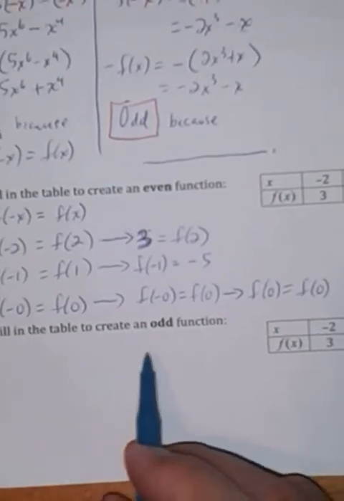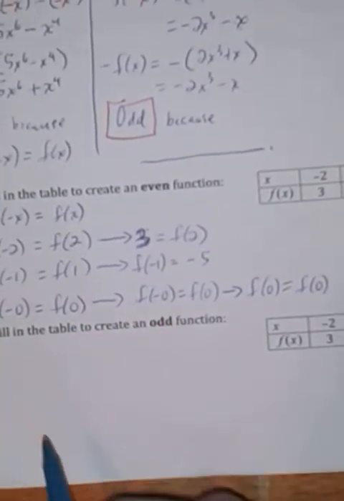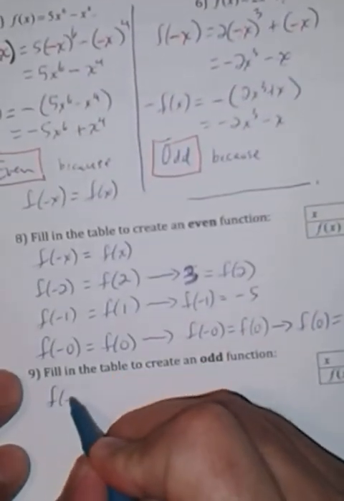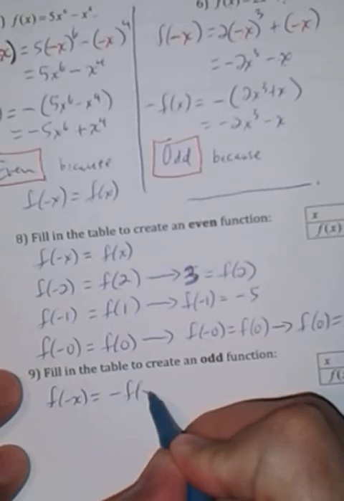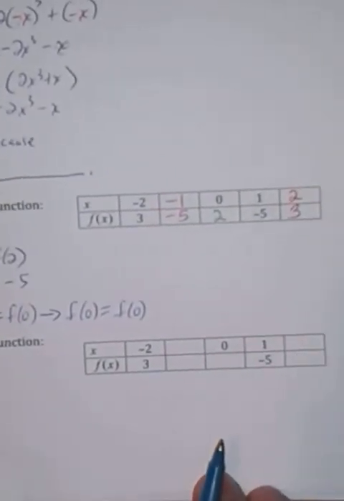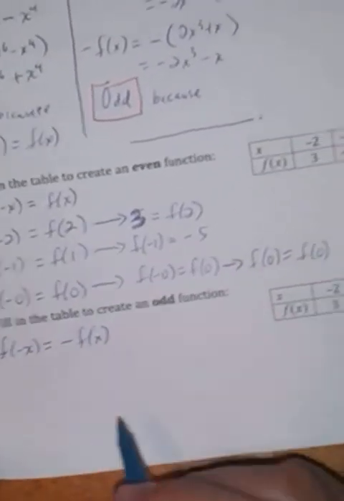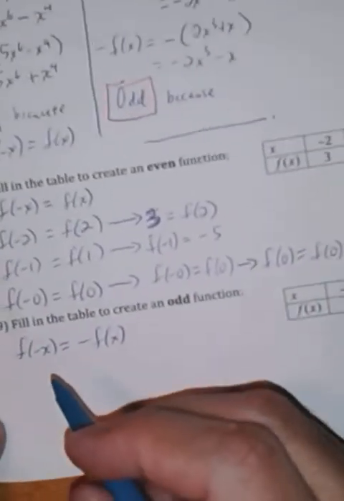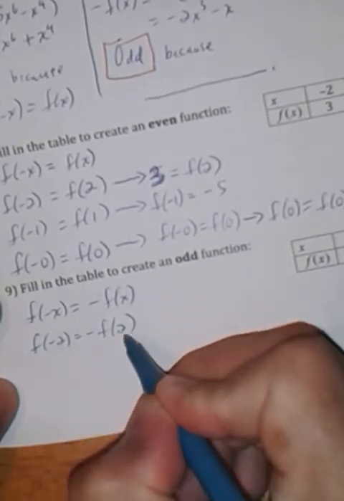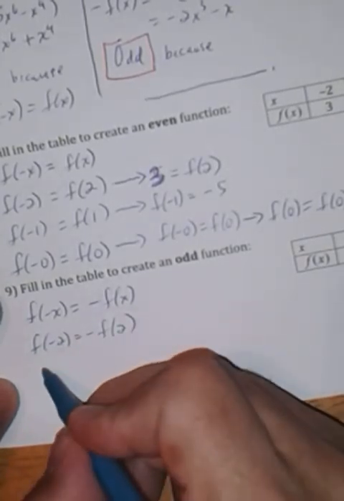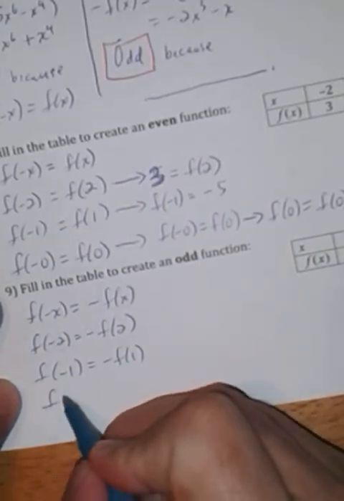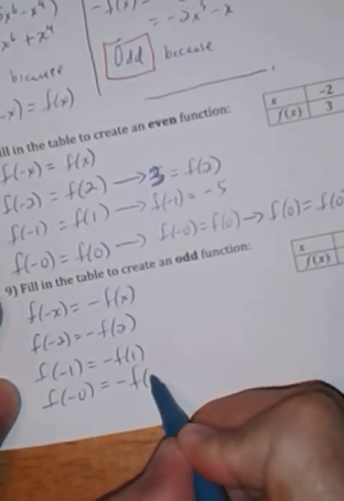Fill in the table to create an odd function. So first I write the definition. F of negative x has to equal negative f of x. Okay. I look at the values of x that I have. And just as I did on the first one, I have the same values of x. So I'm going to say f of negative 2 has to equal negative f of 2. F of negative 1 has to equal negative f of 1. And f of negative 0 has to equal negative f of 0.